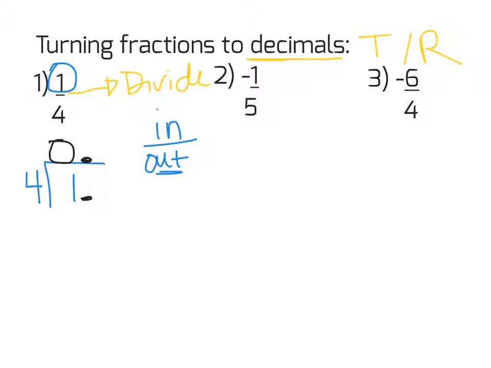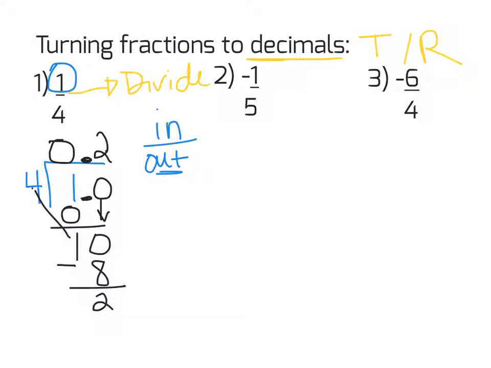And we know 0 times 4 is 0. That's 1, but we're going to add a 0. Drop it down. Now we have 10. Okay, 4 goes into 10 2 times. 2 times 4 gives me 8. So I'm going to do 10 minus 8, which is 2. Okay, again, I need to have another 0 because I'm not finished and we don't do remainders when we're in 7th grade. So drop down a 0.